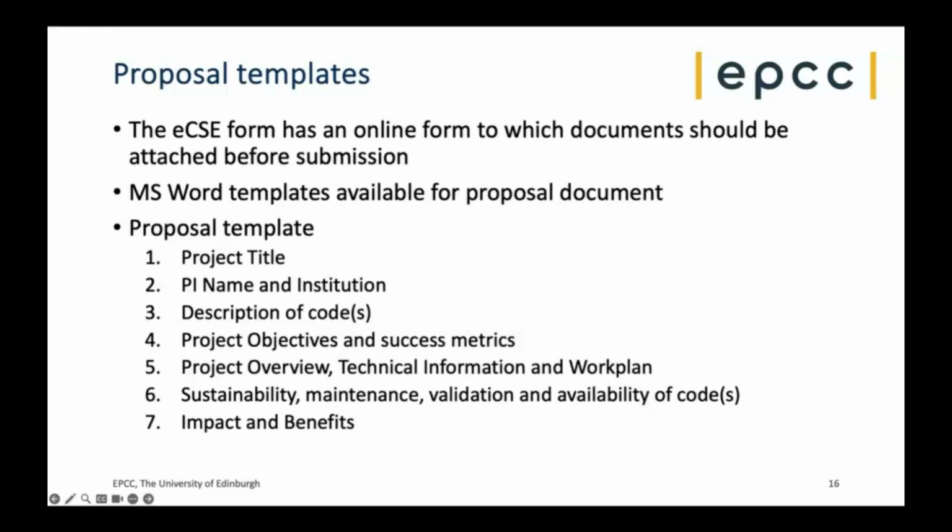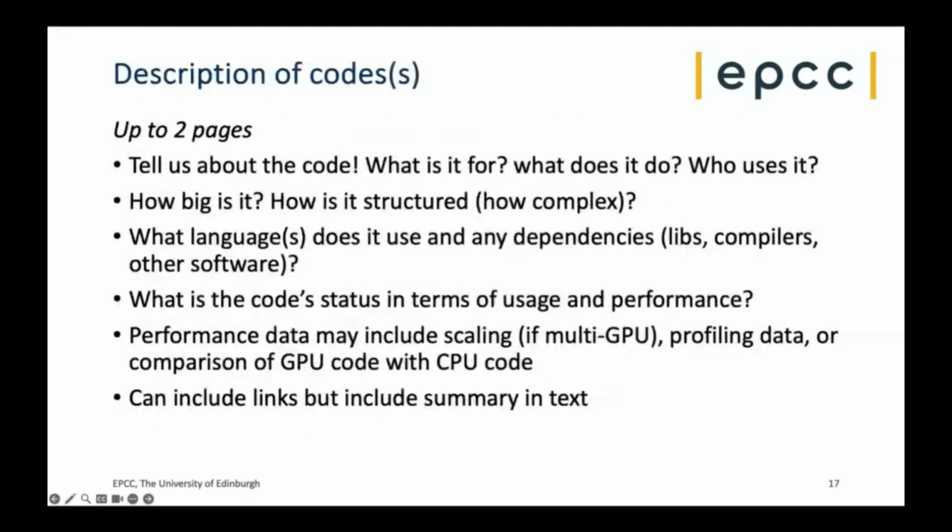So section 3 is the first of the main sections, description of the code, and you've got up to 2 pages here. Basically this is where you tell us about the code. It's a bit of a catch-all for everything that you need us to know about the code. What is it for? What does it do? Who uses it? Also, how big is it? How is it structured? Basically, how complicated and how complex is it? This is just to give the reviewers a feel for what size the problem is that you've got to deal with.